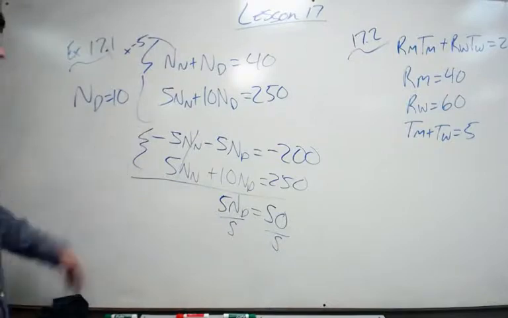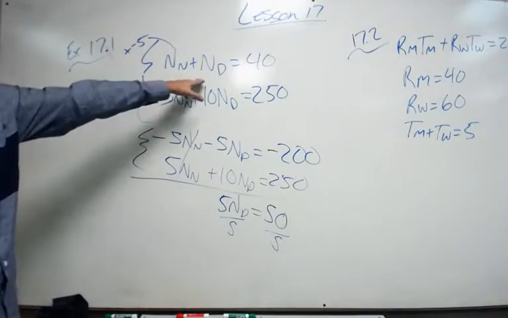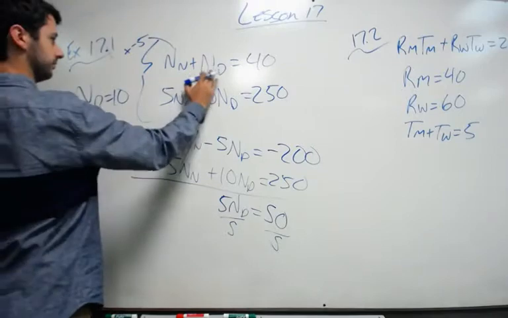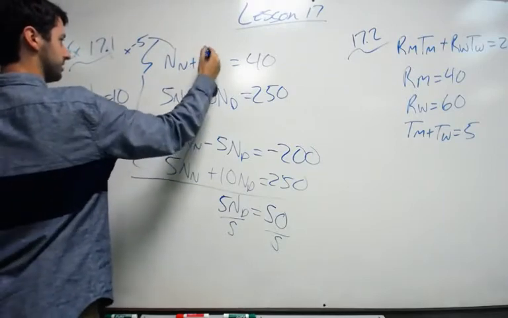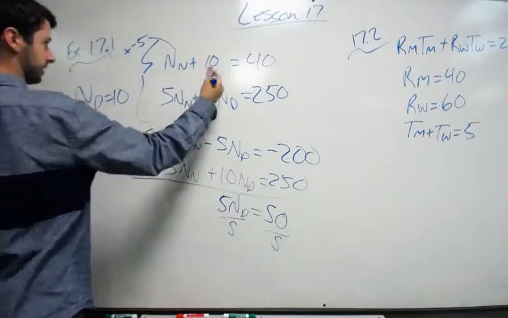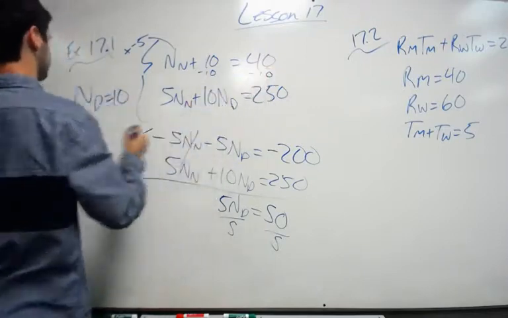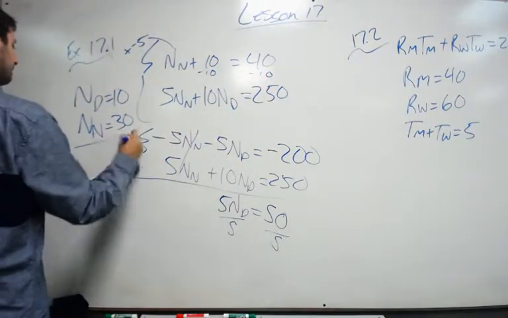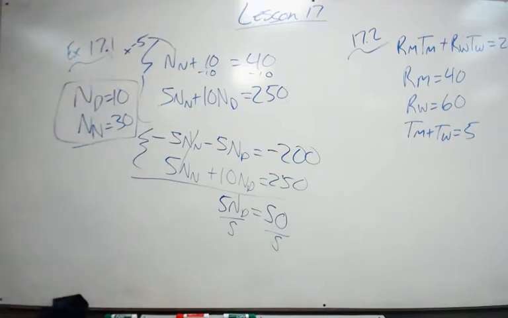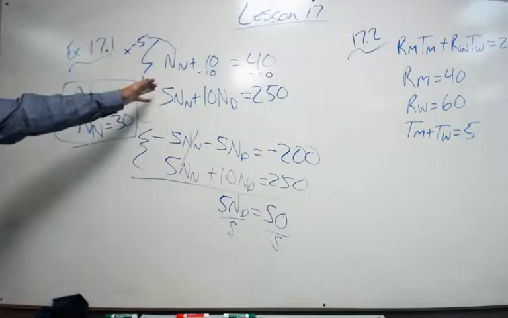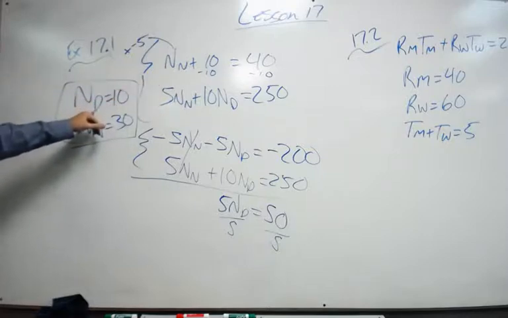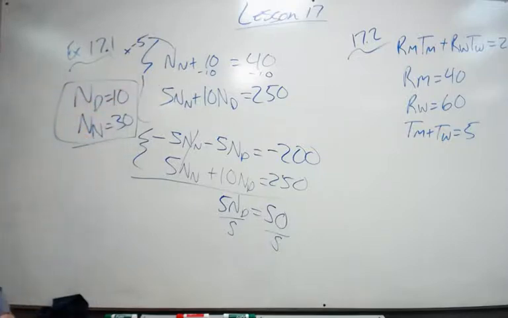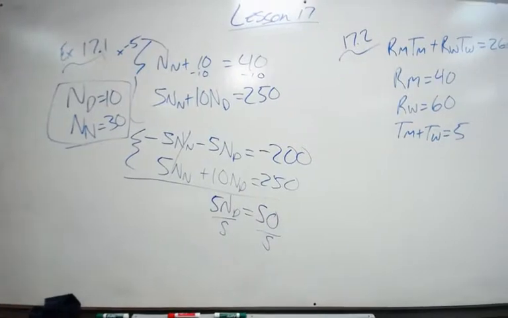Plug that in and solve. We can plug it in right here, and that'll be really easy to solve because we would subtract the 10 and get number of nickels equals 30. So here's your answer. It's no different in how you solve it. We just have subscripted variables. That's all those are, and we'll use those soon when we get distance problems.